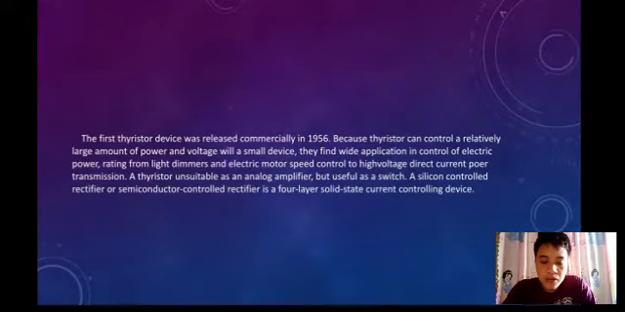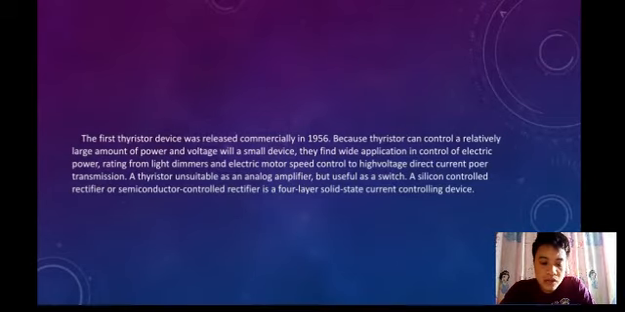They find wide application in control of electric power, ranging from light dimmers and electric motor speed control to high voltage direct current transmission. A thyristor is unsuitable as an analog amplifier, but useful as a switch. A silicon controlled rectifier or semiconductor controlled rectifier is a 4-layer solid-state current controlling device.